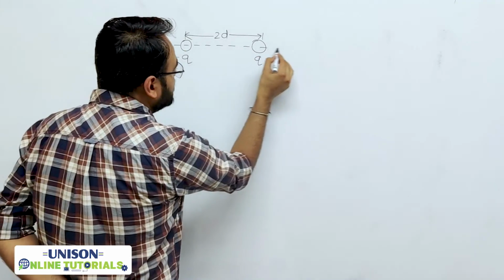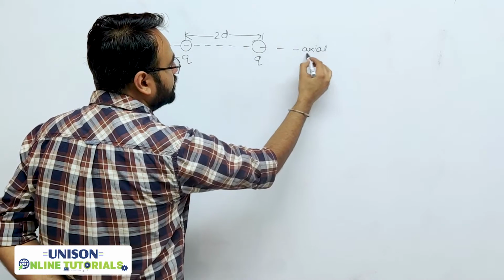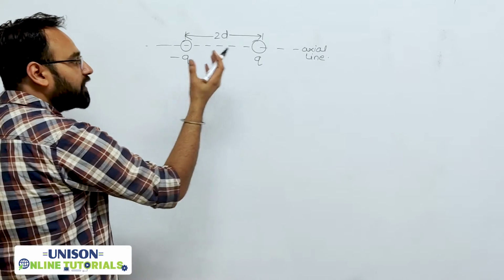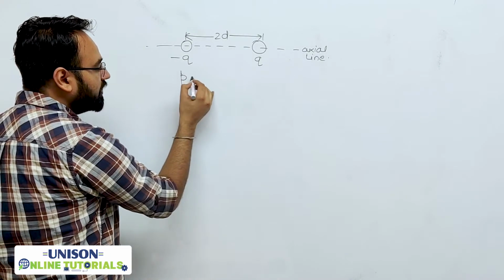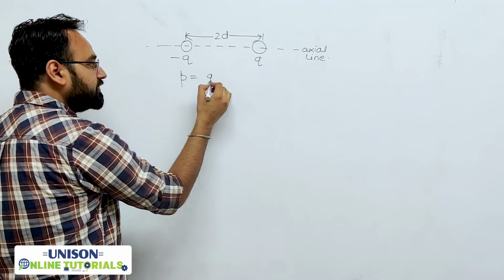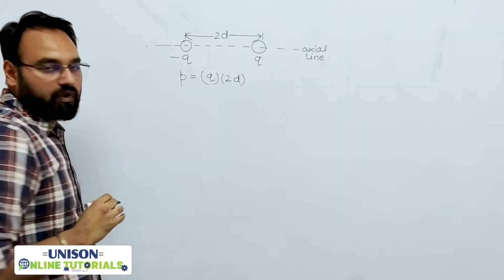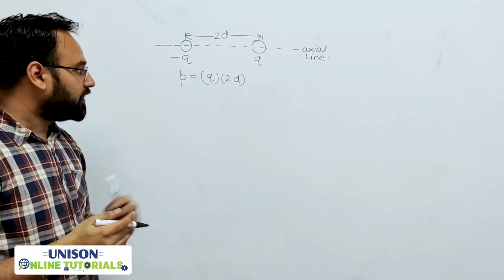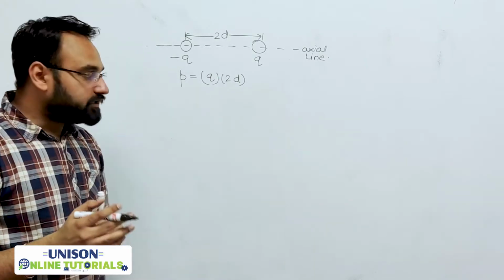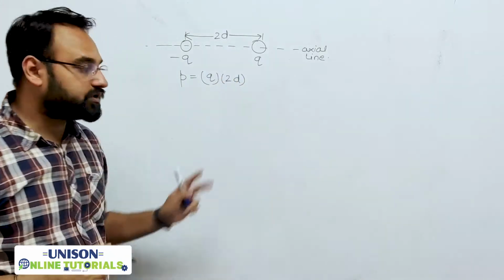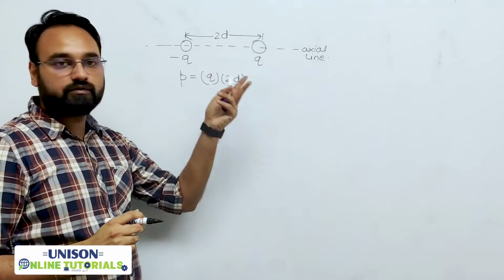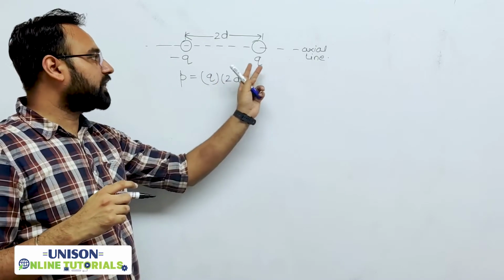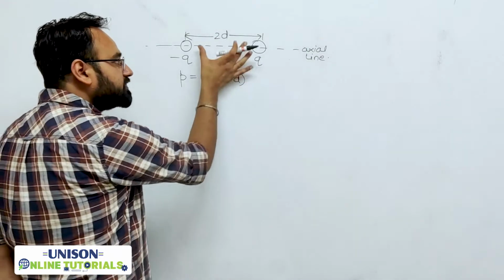The line which joins these two charges is called the axial line of a dipole. To define the properties of an electric dipole mathematically, we define a term called dipole moment, which is equal to Q into 2D, where Q is the charge on the dipole and 2D is the distance between them. Whenever I talk about the charge on the dipole, it does not mean the net charge, because effectively the net charge on this dipole is 0: Q plus minus Q will be 0. We consider only Q as the magnitude of charge on any one charge, and 2D is the distance of separation.